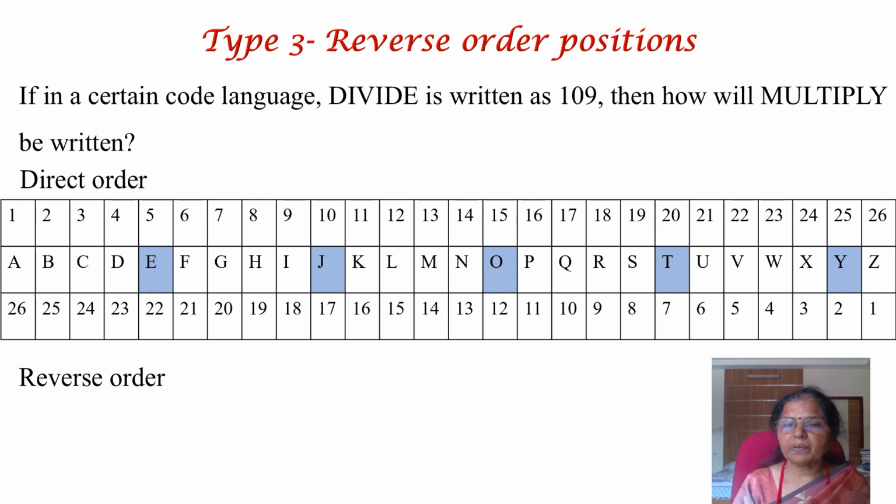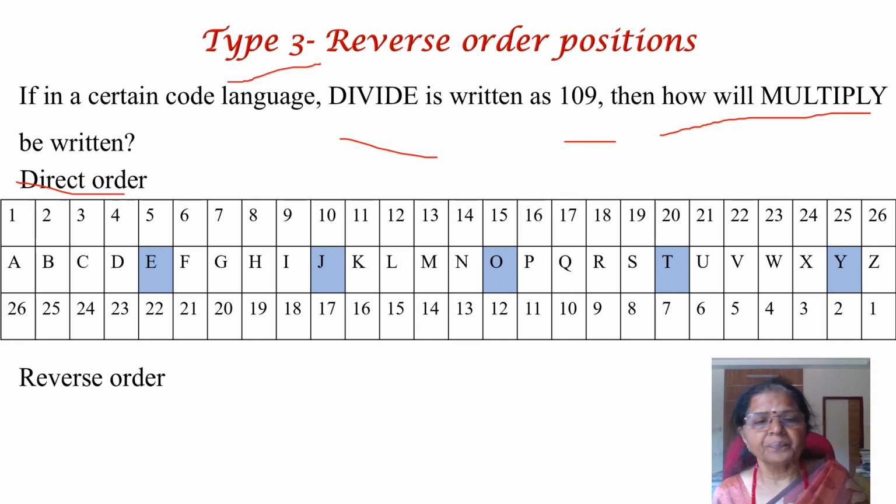See, now type 3, and it is reverse order position. We are going to use the position number in the reverse order. So look at the question. If in a certain code language the word divide is written as 109, then how will the word multiply be written? I'm using the same words, divide, multiply, because it is easier for me to cut and copy. So only look at the pattern, okay? Don't look at the words, look at the pattern.